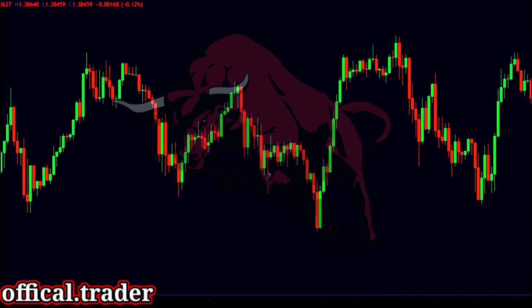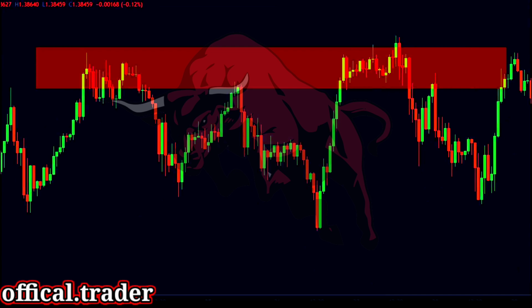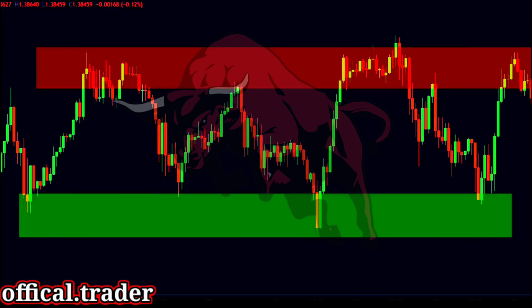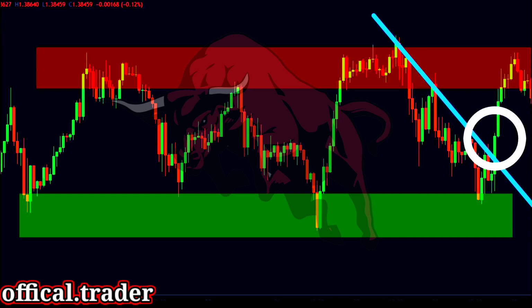Here on this chart, we see that the price faced resistance around this area, and it faced support around this area. So we mark these levels as support and resistance respectively. Now, when the price comes back to test the support level, we expect the price to reverse. So, we plot a short-term trend line on this down move. This candle breaks the trend line. Hence, we enter on this candle.